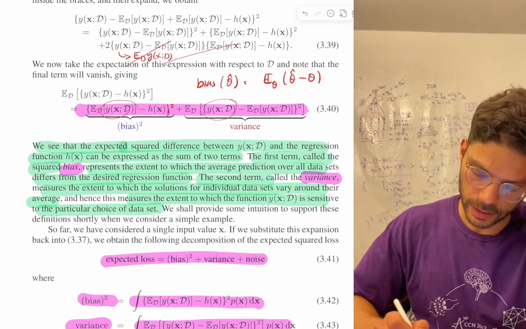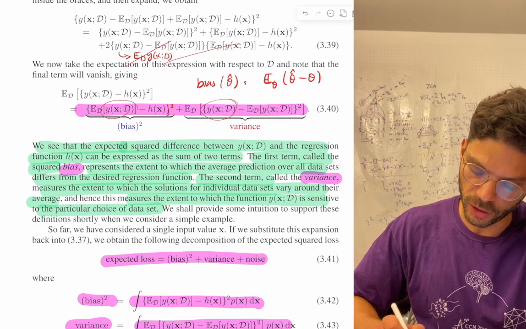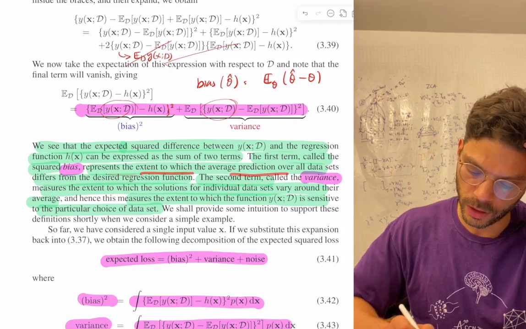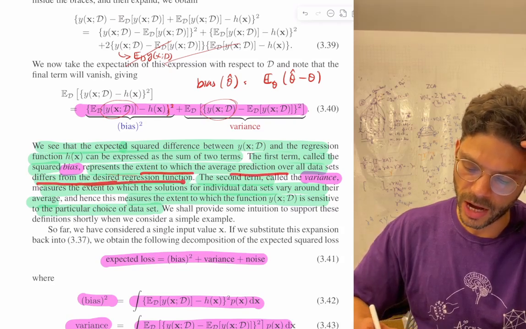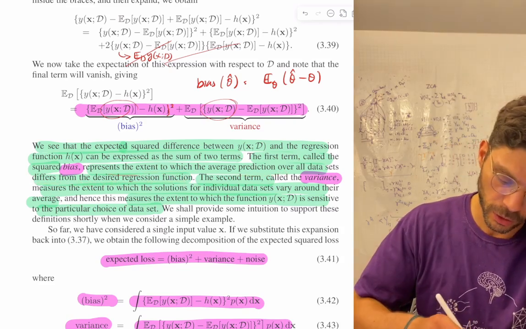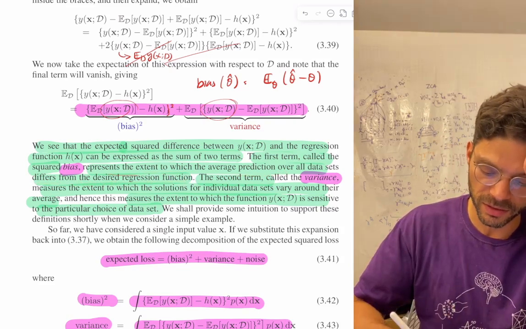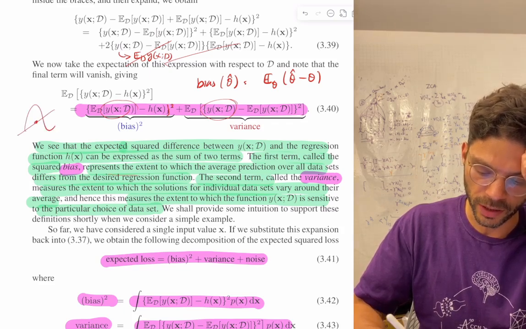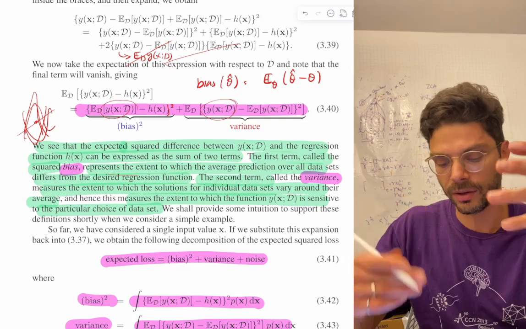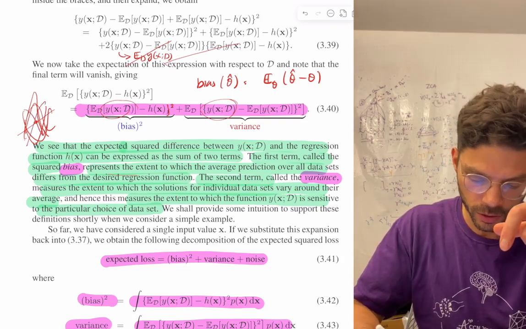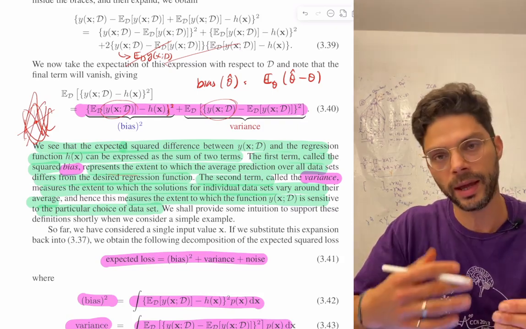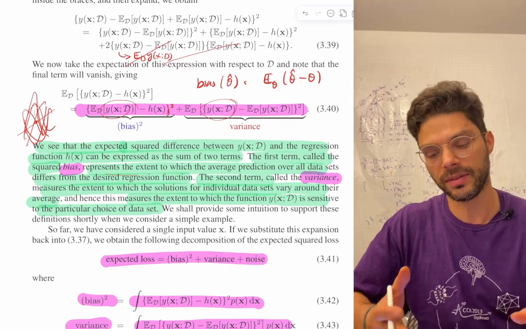As he says, the first term represents the extent to which the average prediction over all data sets differs from the desired regression function. So it's talking about the average behavior. If this is your function, and we're just considering this point, and you've got this crazy thing doing all sorts of wobbles, it can still have very low bias, because on average all these wobbles will cancel out and you will get the exact value you're after. That's the bias term.